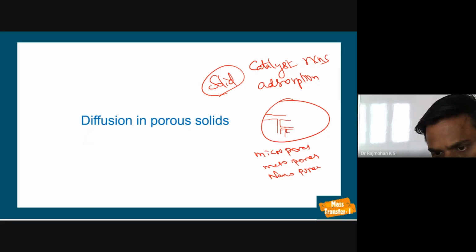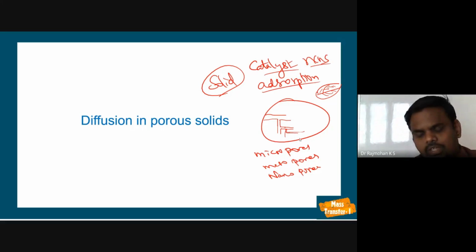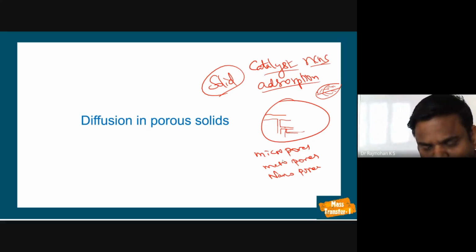Same like a leaf. In a leaf, you have a bigger one going into a smaller one going into a further smaller one, like that we have, no? Similar to that, in any catalyst, if it is used for reaction, or if it is adsorption, you are going to have the same material. It can be carbon, it can be any catalyst also, platinum, everything. So you will be having micropores, mesopores or nanopores.